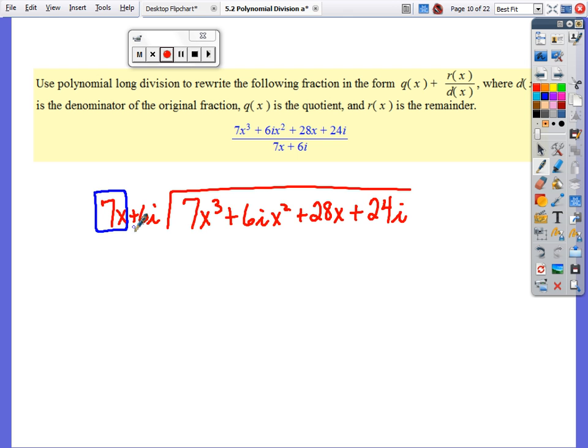And then I need to go, okay, 7x, how do I make it 7x cubed? Well, I multiply by x squared. Okay, so I get 7x cubed. And then what I get is 6i x squared. Okay, so that's going to match up really nicely there.